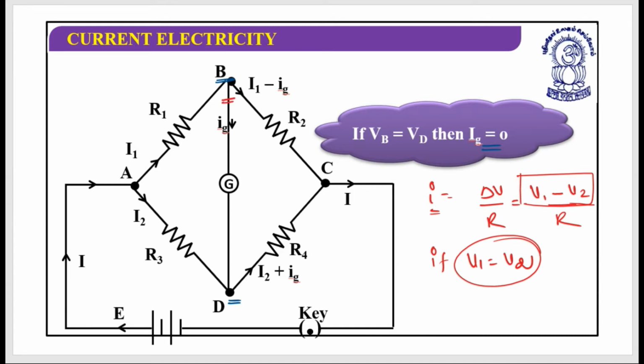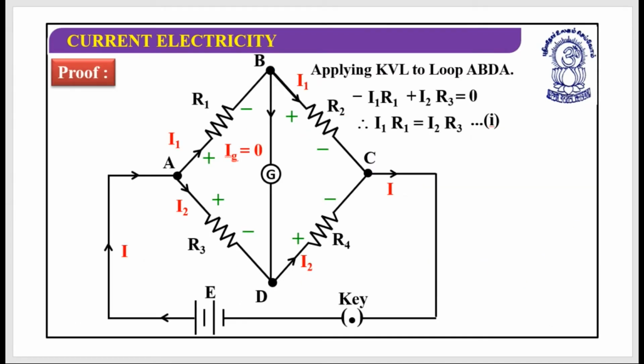Why? Because if this section is removed, it is very easy: R1 and R2 are in series, and R3 and R4 are in series, and the equivalent of R1 and R2 is in parallel with the equivalent of R3 and R4, and things can be done very easily. I hope these things are clear. So this is the principle on which we work for the balanced Wheatstone bridge. Now let's check how this can be derived. Yes, let's have a look.